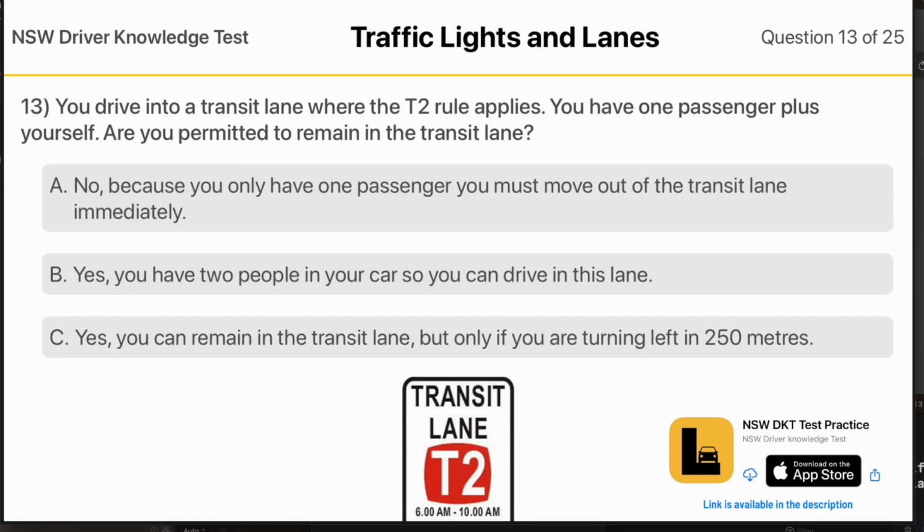You drive into a transit lane, where the T2 rule applies. You have one passenger plus yourself. Are you permitted to remain in the transit lane? No, because you only have one passenger, you must move out of the transit lane immediately. Yes, you have two people in your car, so you can drive in this lane. Yes, you can remain in the transit lane, but only if you are turning left in 250 meters.